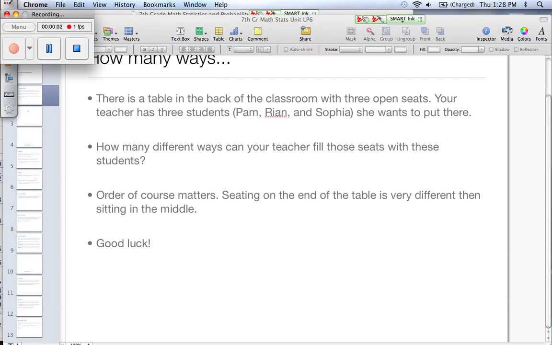Hopefully some of you were able to come up with the right answer to this problem. And if you were able to do so, not only would you have found the number of different ways your teacher can fill these seats, what you would have found in math terms would have been the number of permutations for this problem.